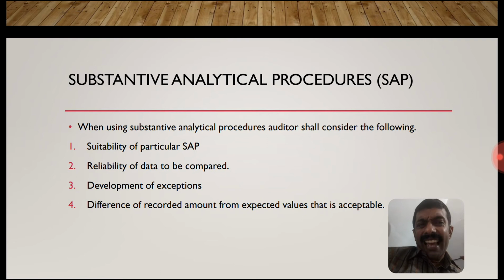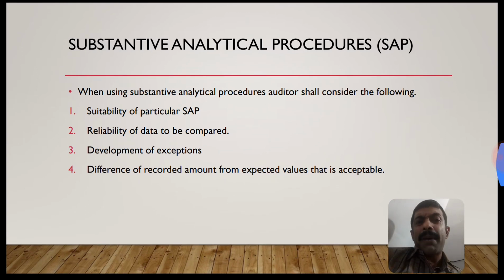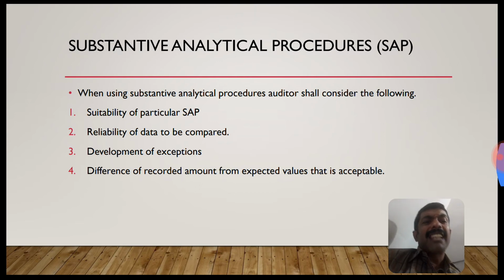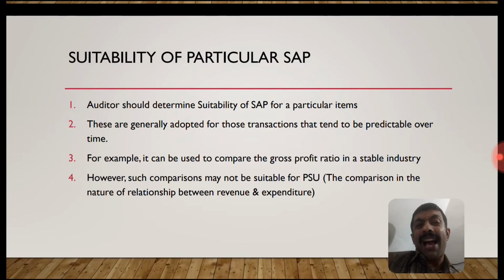What are the characteristics of substantive analytical procedure? What are the factors which affect the substantive analytical procedure? One, suitability of particular substantive analytical procedure. Two, reliability of the data to be compared. Three, development of exceptions. Four, difference of recorded amount from expected values that is acceptable, the tolerable error, and the intolerable errors. We will discuss one by one the factors important for deciding substantive analytical procedure. Suitability of particular substantive analytical procedure.